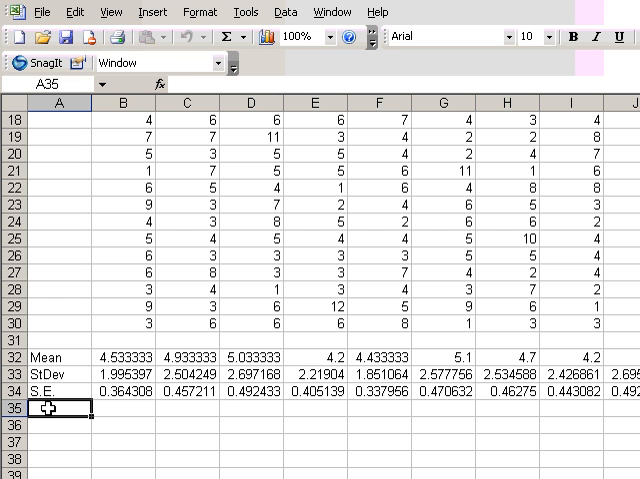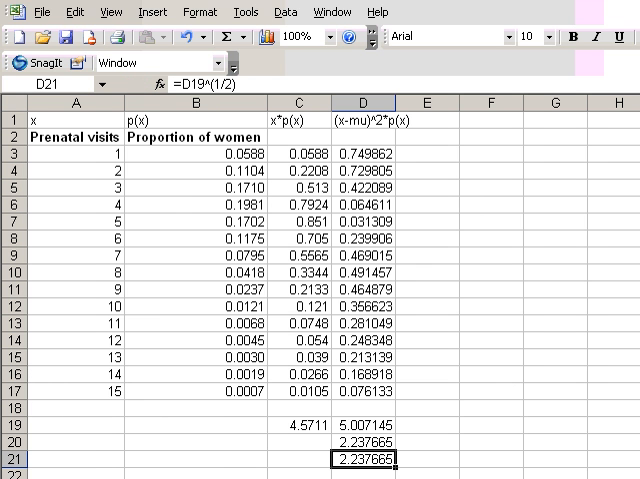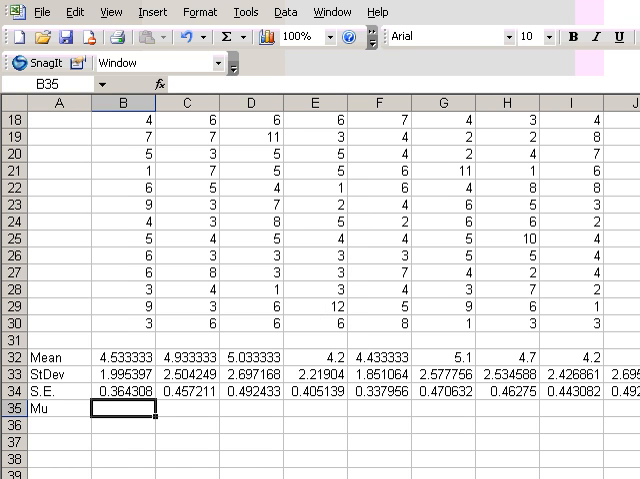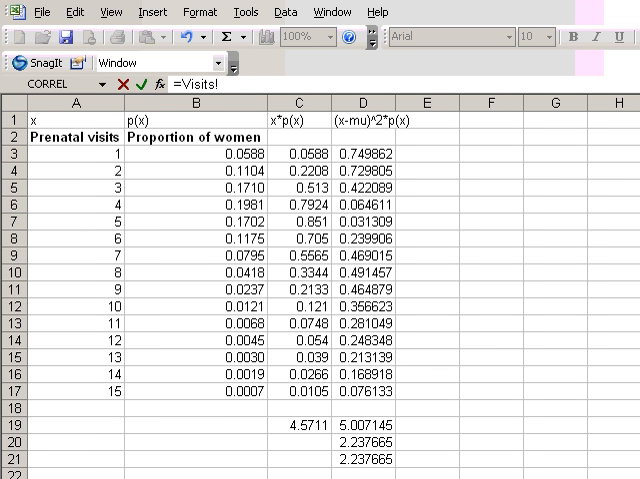Here we're going to put the true population mean, or mu, which comes from the original data and is right here. So I'm going to say that that is equal to this value.